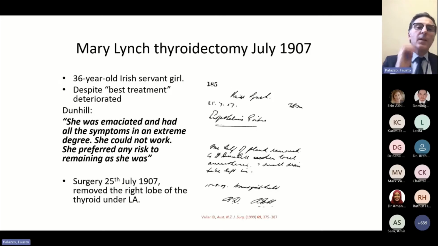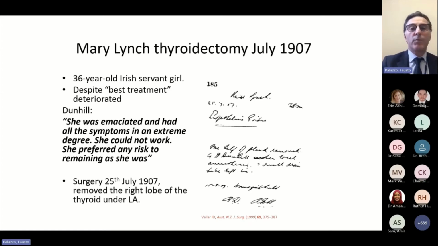So this is the operation note on Mary Lynch, one of Thomas Peel Dunhill's early patients. This is a 36-year-old Irish servant, and she was in a terrible condition, and she would take any risk rather than continue as she was.